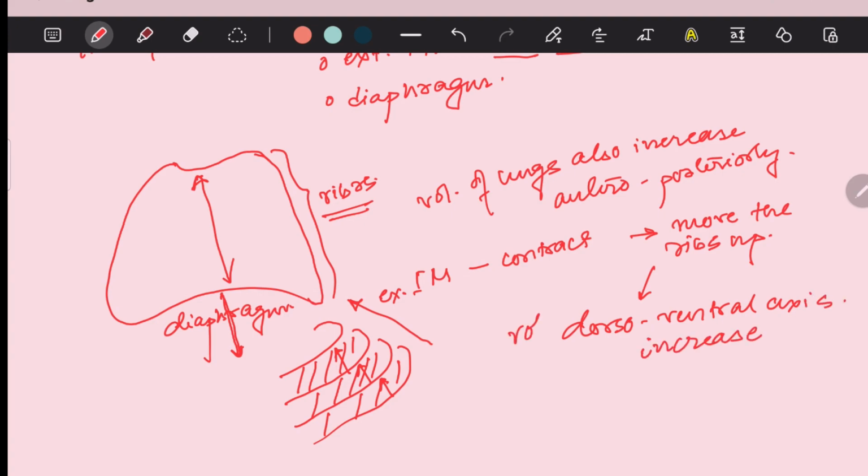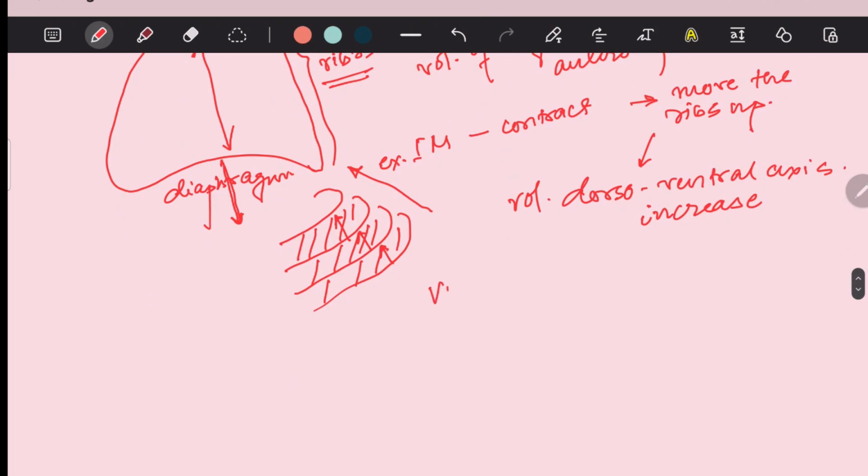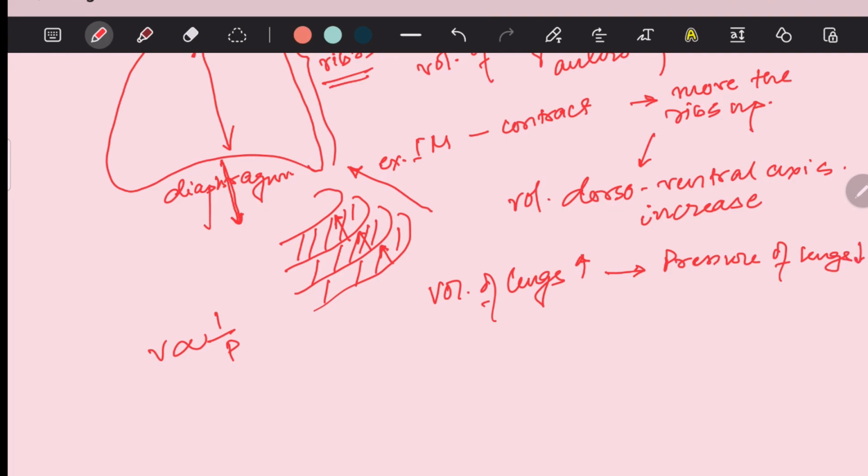The volume in the dorsoventral axis increases. As a result, the overall volume of the lungs increases. Now, when the volume of lungs increases, we know from the concept of physics again that volume is inversely proportional to pressure. So when the volume of lungs increases, there is a decrease in the pressure of lungs. And when there is a decrease in pressure of the lungs, our motive is achieved and the air comes into the lungs.